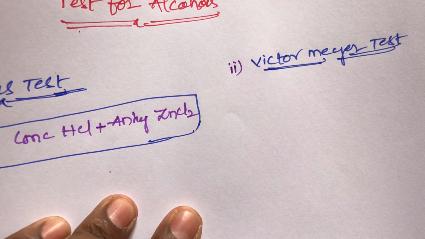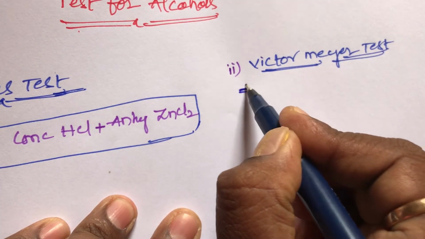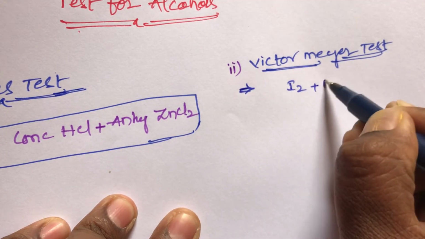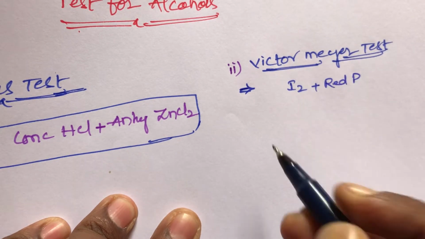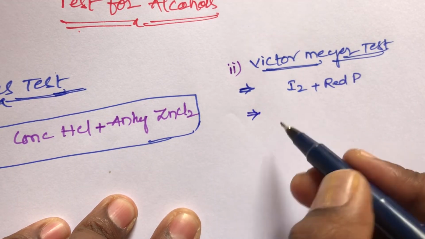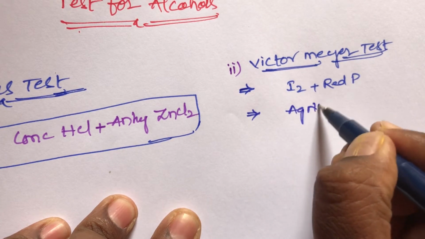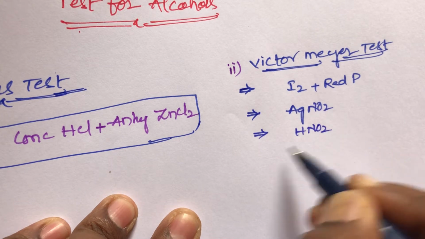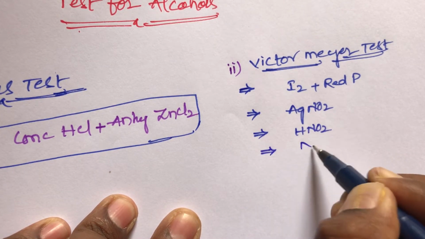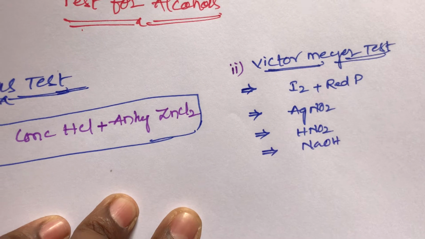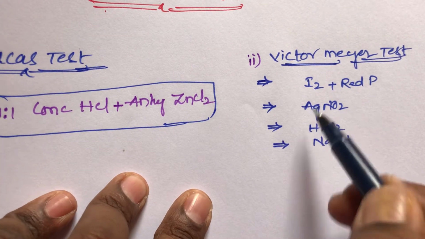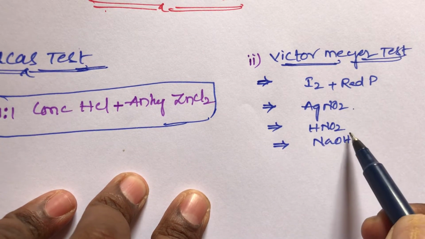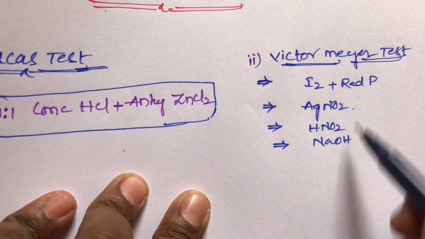In the Victor Meyer test, four reagents are present. The first is I2 in the presence of red phosphorus, the second reagent is AgNO2, the third reagent is nitrous acid, HNO2, and the fourth reagent is sodium hydroxide, NaOH. This is the simple trick. It is a four-step reaction.